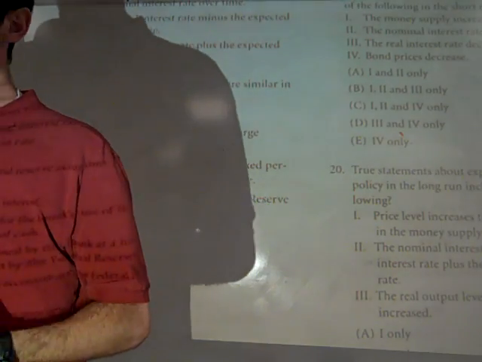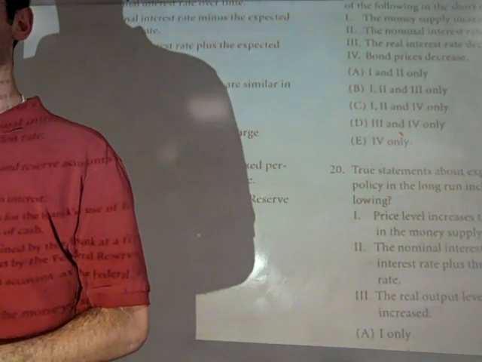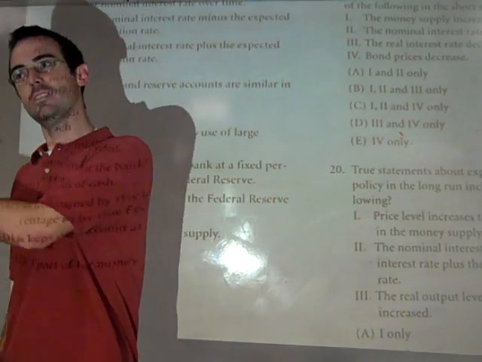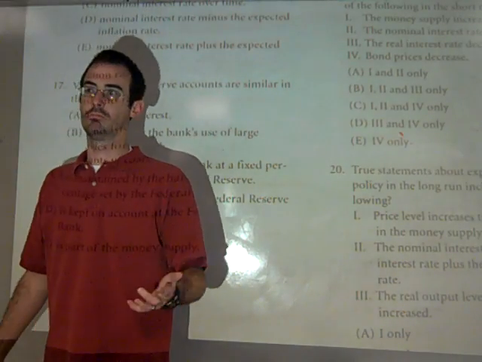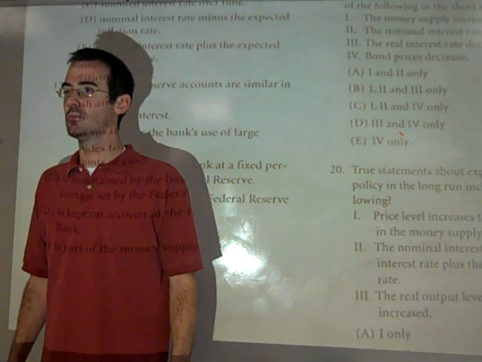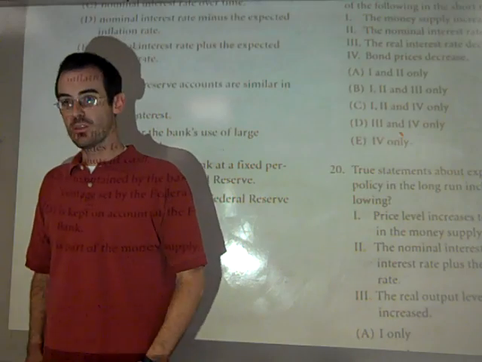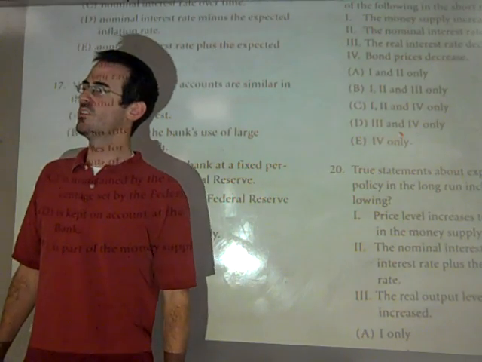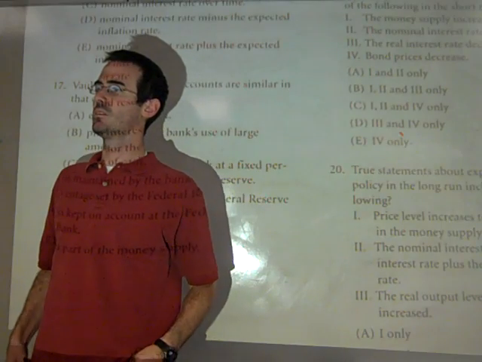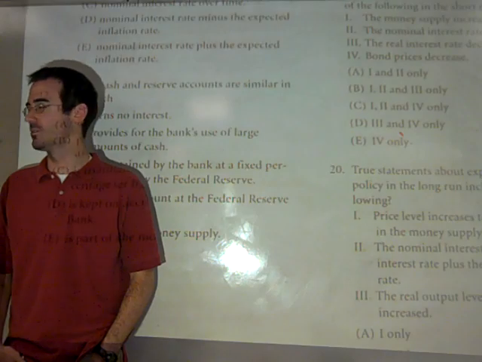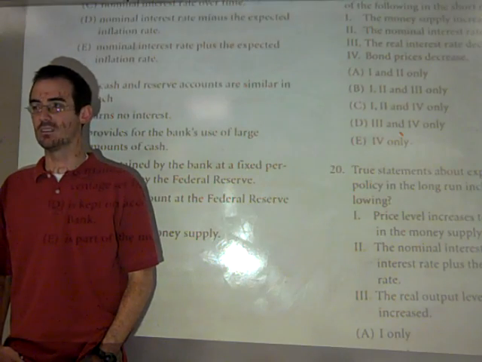Where do they keep it? They can either keep it in their vault as vault cash, or they can keep it in the Fed's vaults on deposit with the Fed. Either one is fine. Both count as reserves. Do either of those count in the money supply? Cash counts as in the money supply, but what if it's in a bank's vaults or in the Fed's vault? No. Once it's at a bank, it doesn't count.